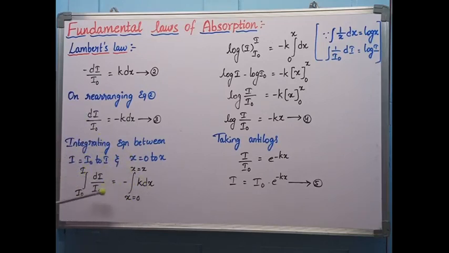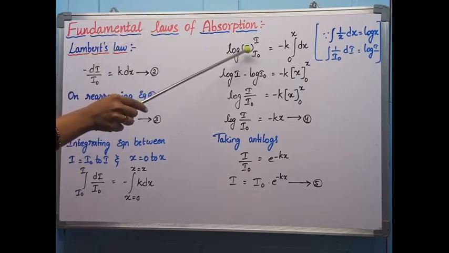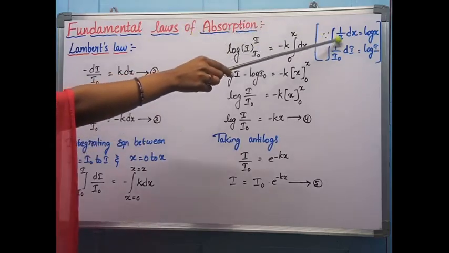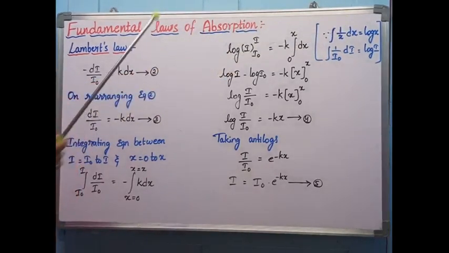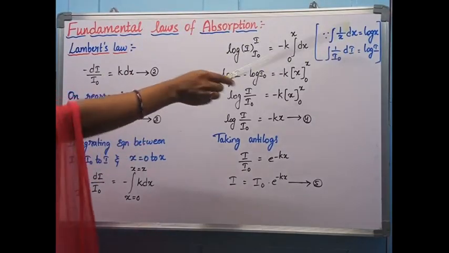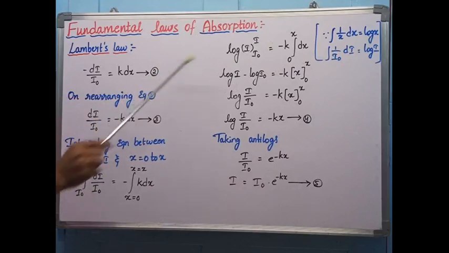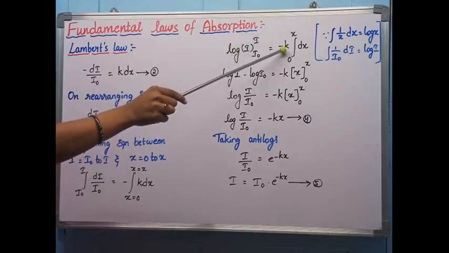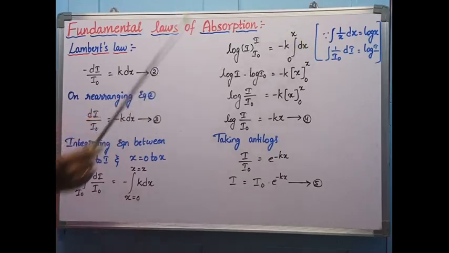This can be written as log, I naught to I. You can see the integration of dx by x is equal to log x. In the same way, the integration of dI by I naught is equal to log I. So in place of this I wrote log I. Log from I naught to I is equal to minus k, integral from 0 to x of dx.